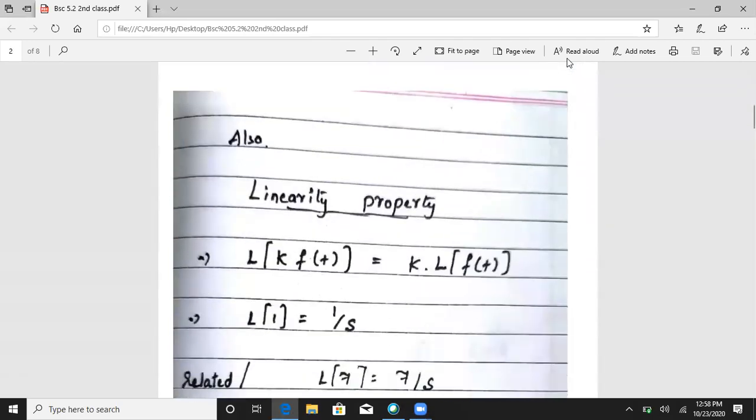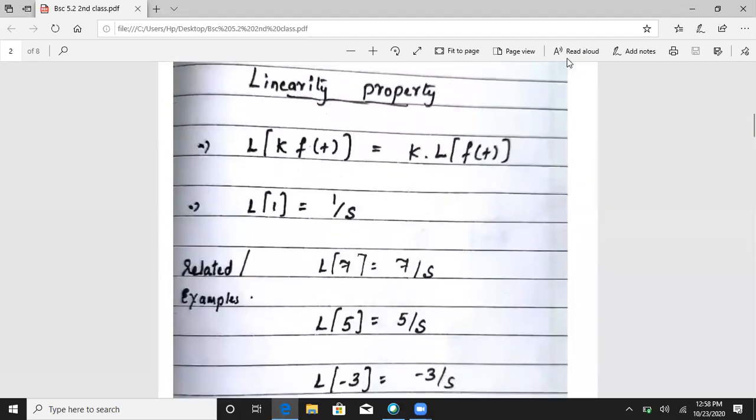We also discussed the linearity property. In the linearity property, we discussed some related properties. The Laplace transformation of a constant value times a function is always equal to the constant times the Laplace transformation of the function, and the remaining Laplace transformation of the function is as it is. Some examples.